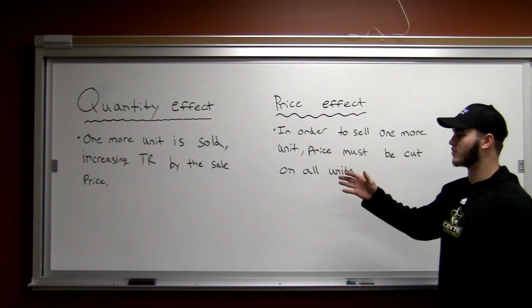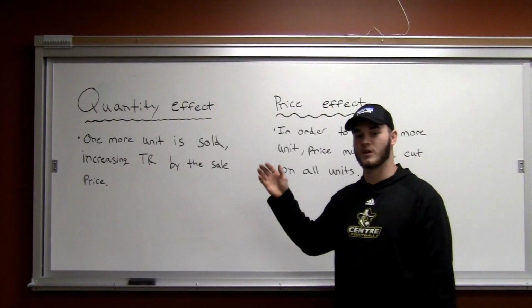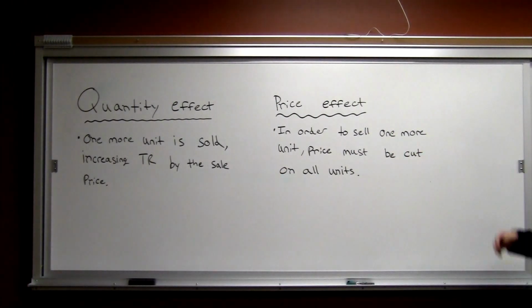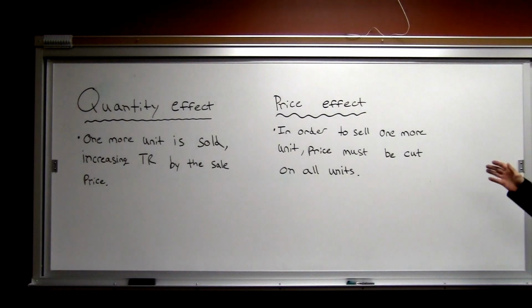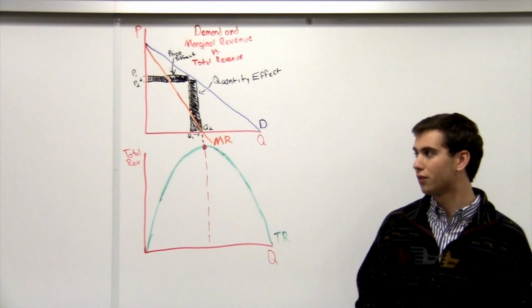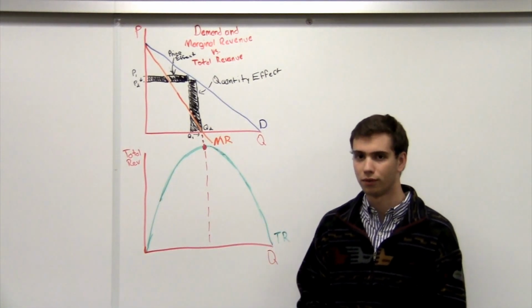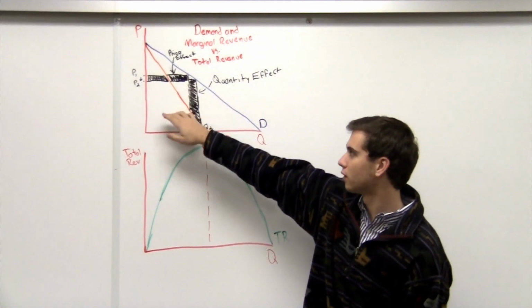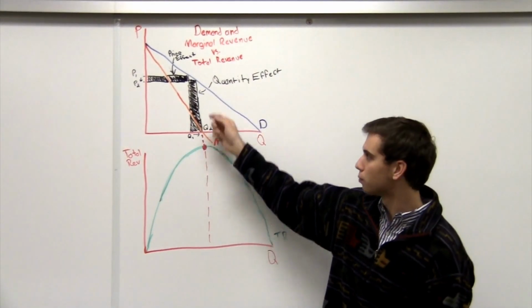With quantity effect, when one unit is sold, it increases the total revenue by the price of that unit sold. With price effect, in order to sell one more unit, the price must be cut on all of the units. Here we have the demand curve, marginal revenue curve, and total revenue curve for a monopoly. Here you can clearly see the quantity effect and price effect. For the quantity sold to increase, price must go down.